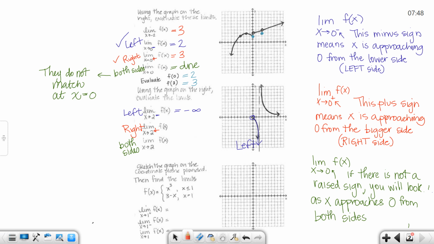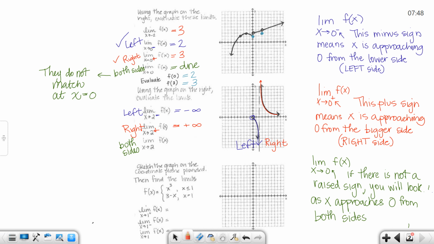Okay, on the other side, I asked you what happens on the right side of 2. That's the 3, 4, 5 side of 2. So if I start over here, and I'm going to 4 and 3 and 2.5 and 2.1 and 2.01 and so forth. I'm getting closer and closer to 2. I see that my graph is going up. So since it's going up, that means it's going to positive infinity indefinitely.